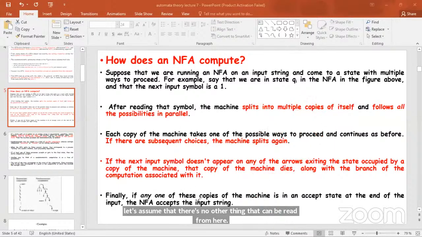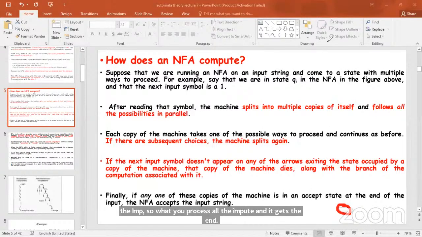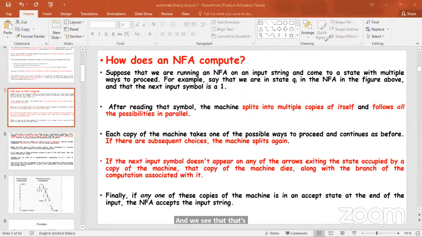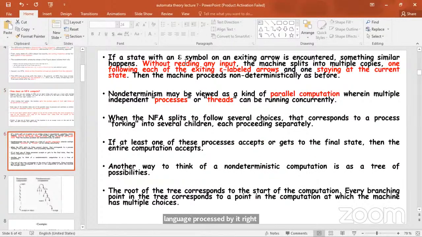Now, finally, if any of these copies of the machine is in an accept state, that means if it's able to reach the end, at the end of the input, when you process all the input and it gets to the end, we say that that NFA accepts the string of language processed by it, right? So, now please pay close attention here, I'm still going to explain, but if a state with a symbol, which is the empty state, on an exiting arrow is encountered, something similar happens.